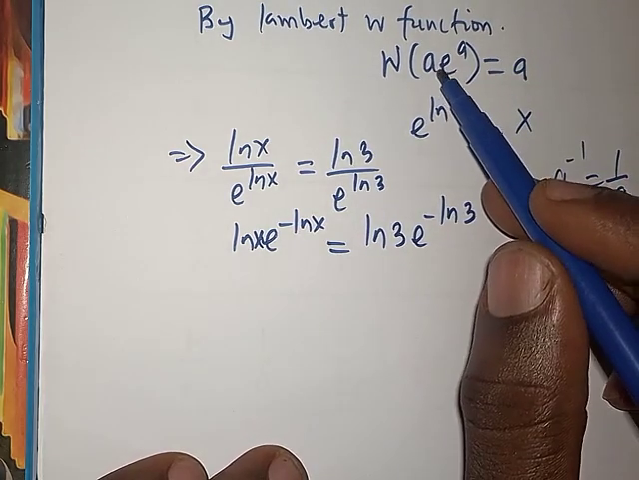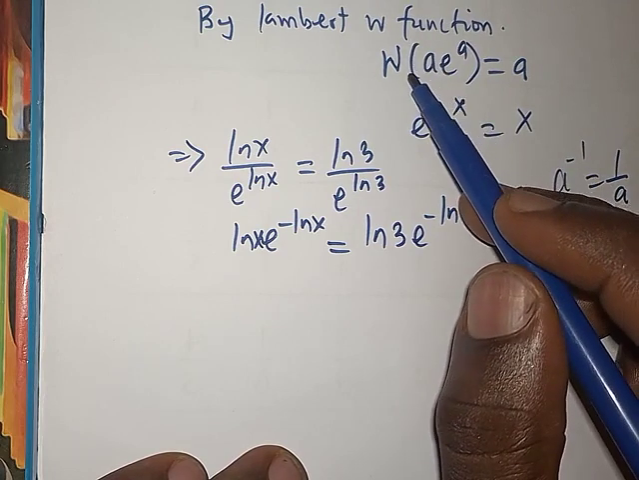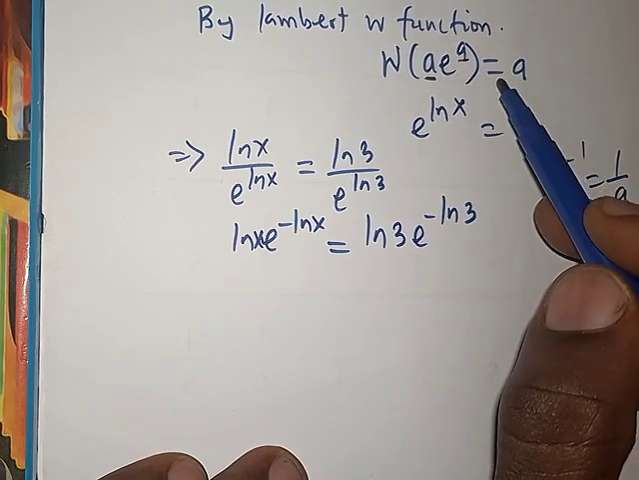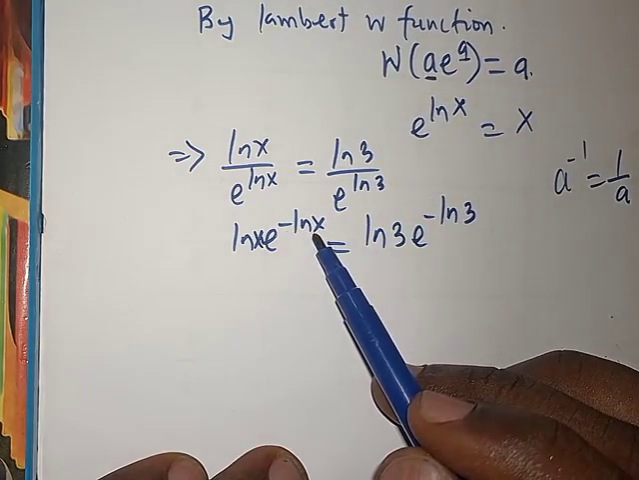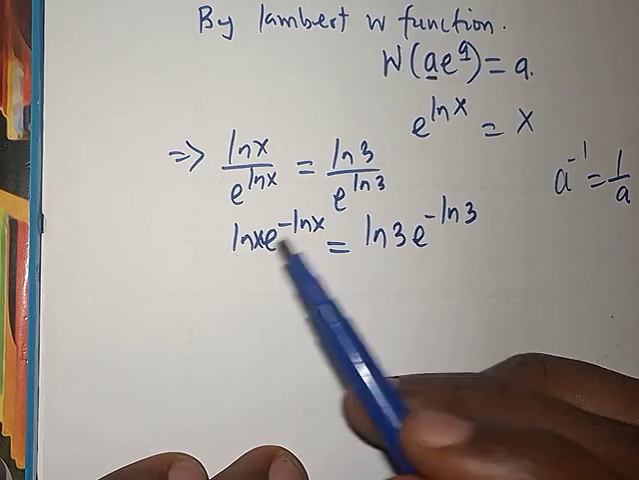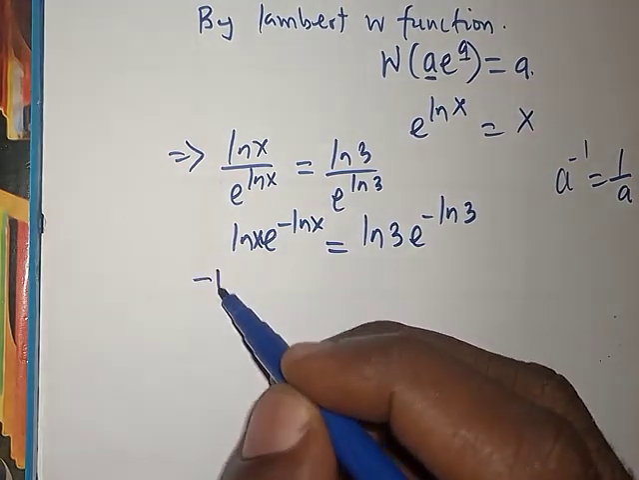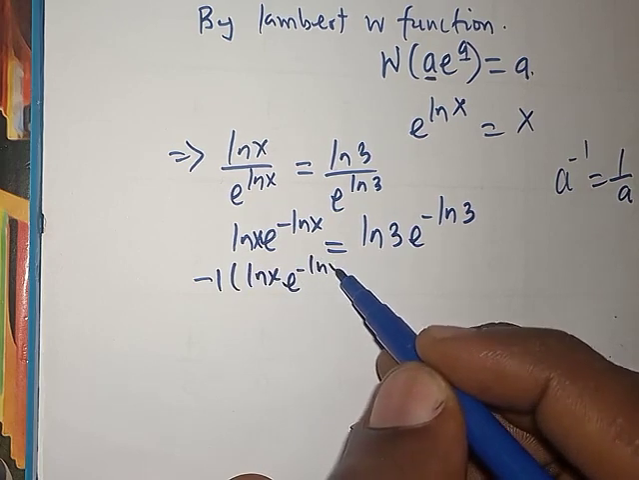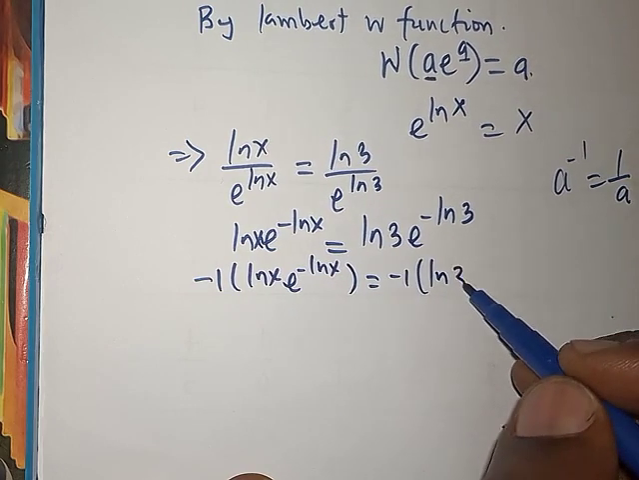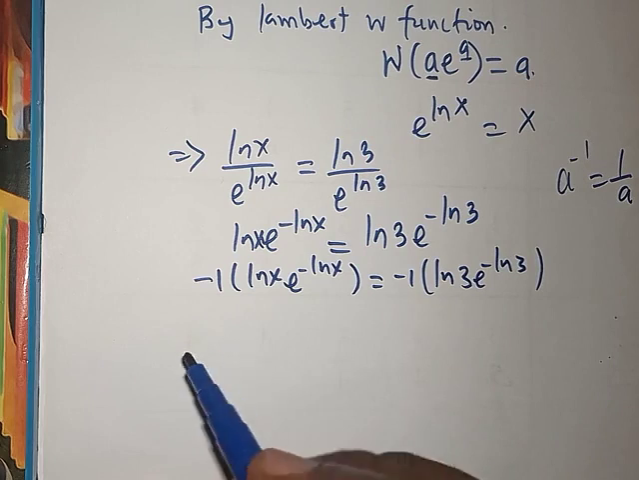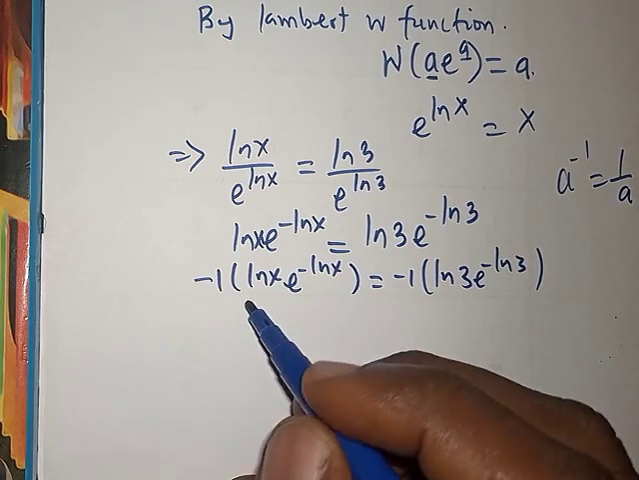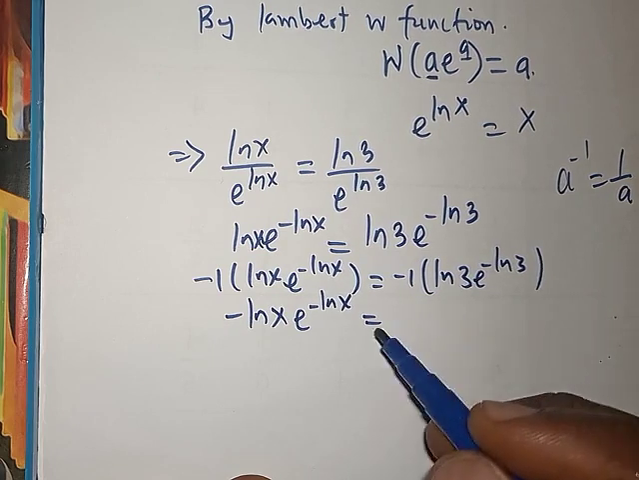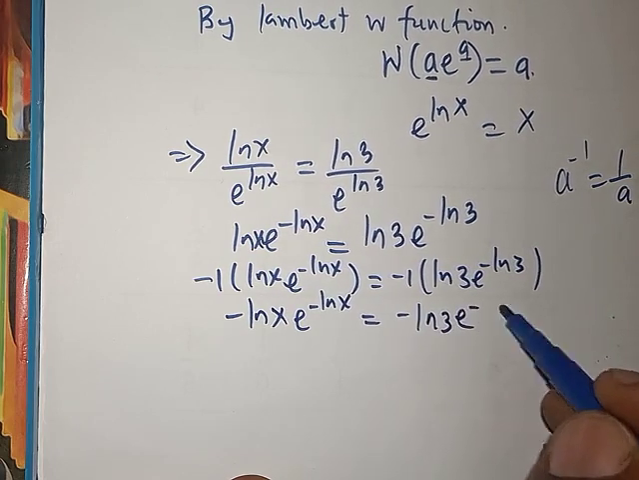Now if you want to compare it with this, the Lambert W function says that if you operate it on a function of this form, it is going to give a. Definitely what you have here must be something you have here, which is a. So when you look at this, we have minus ln x here, and we have ln. So definitely we need to multiply both sides by minus 1. Minus 1 times ln x e to the minus ln x equals minus 1 times ln 3 e to the ln 3. So now if you multiply this, we have minus ln x e to the minus ln x equals minus ln 3 e to the minus ln 3.